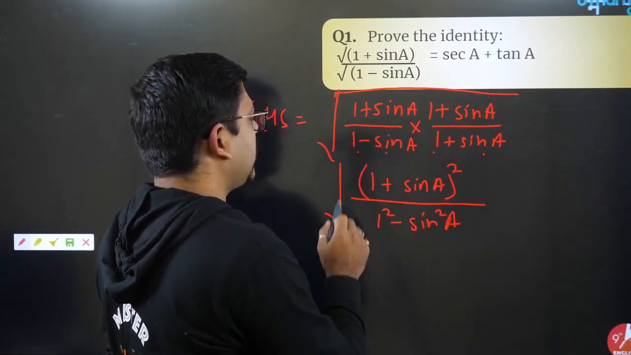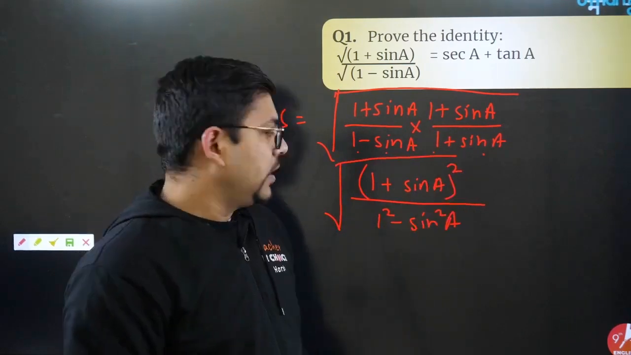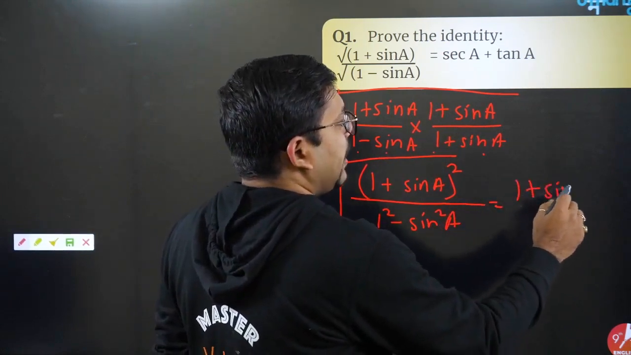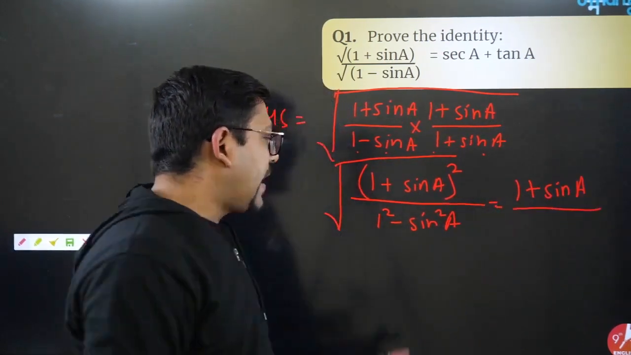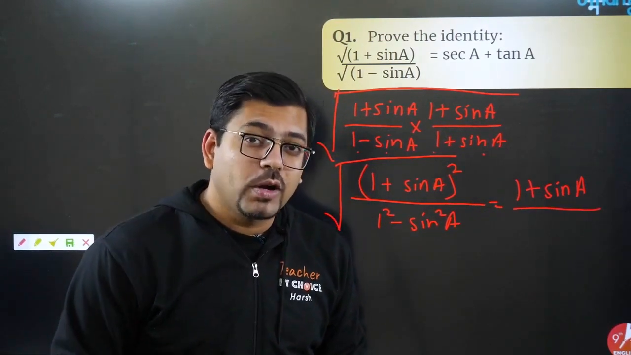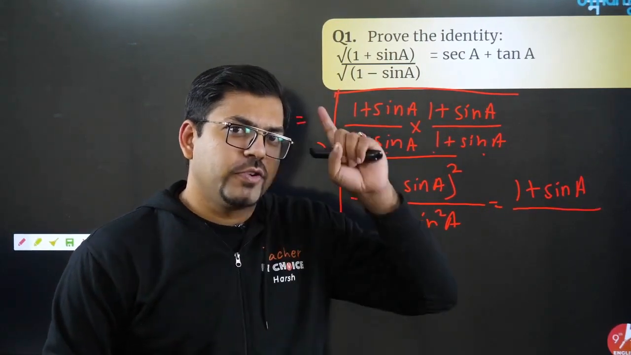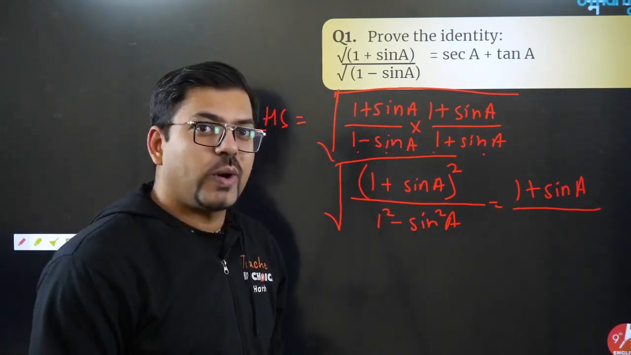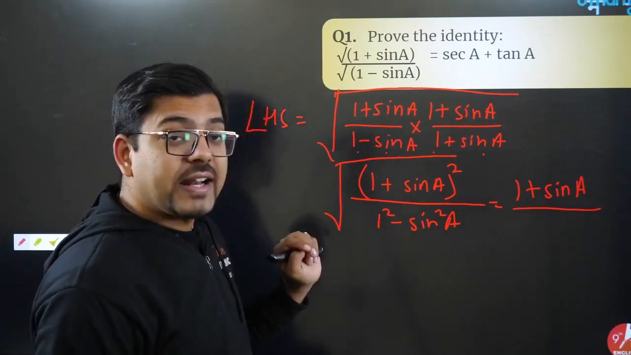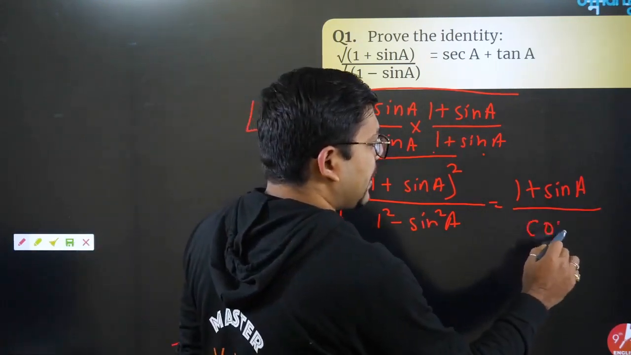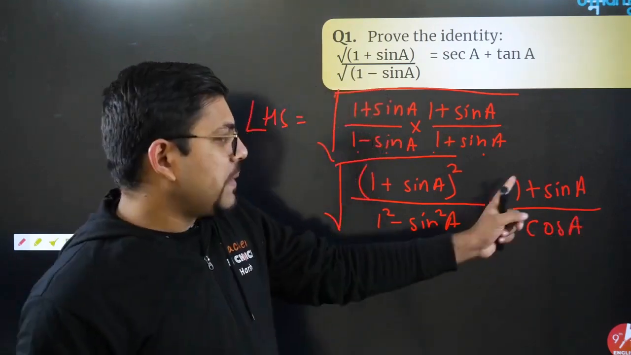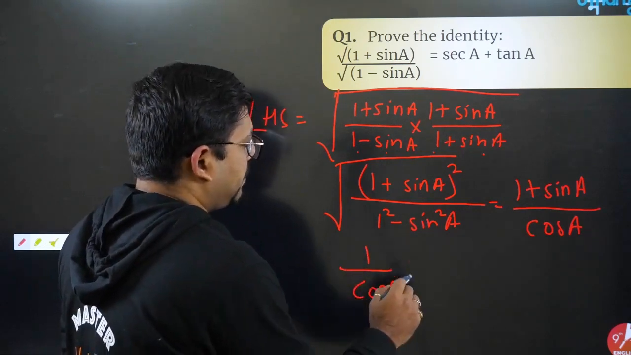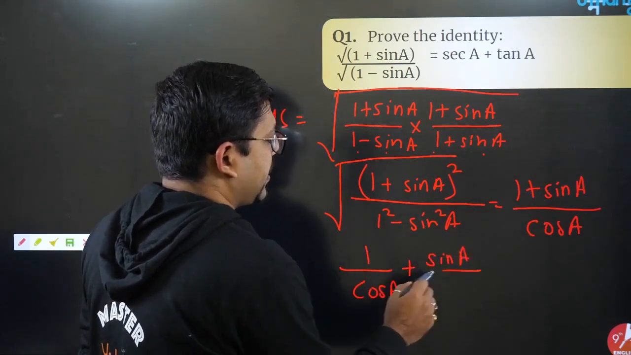It is simply this square and this root will get cancelled. So you have 1 plus sine a, divided by 1 minus sine square a. According to the first formula, sine square a plus cos square a equals 1, so 1 minus sine square a is nothing but cos square a, under root. After root, it will come as cos a. So we got 1 plus sine a upon cos a, and hence I can write it as 1 upon cos a plus sine a upon cos a.